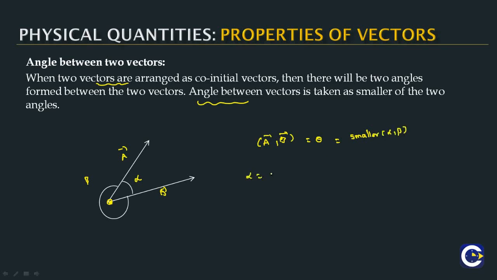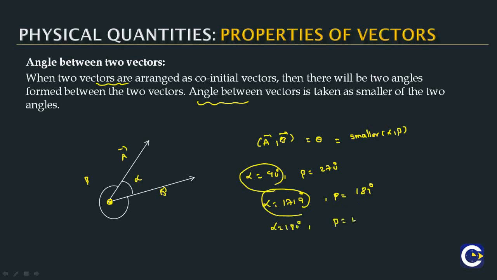Generally, if alpha is equal to, say for example 90, beta will be equal to 270, so that the total value will always be 360. If alpha is equal to say 179, then beta will be equal to 181 degrees, so in this case we will take alpha as the angle between the vectors. If alpha is equal to 180, beta also will be equal to 180, and in this case we can take any of them. If alpha is equal to 181 degrees, then beta will become 179.